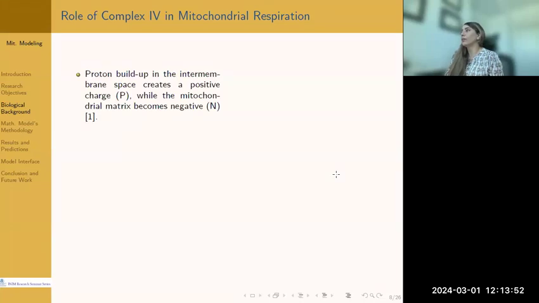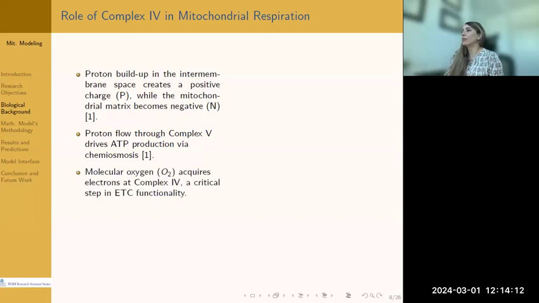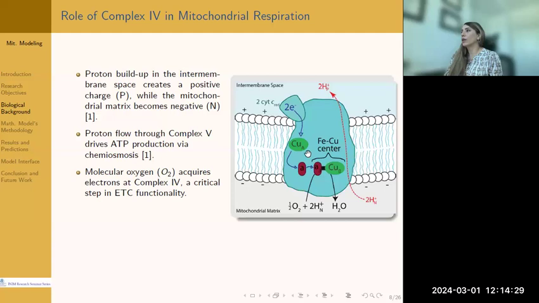Proton buildup in the intermembrane space creates a net positive charge, establishing it as the positive P-side, while the mitochondrial matrix becomes the negative or N-side. This proton flow back through a proton channel in complex 5, a process known as chemiosmosis, is coupled to the generation of rotational energy, ultimately driving ATP production. You can see the process here in this figure.